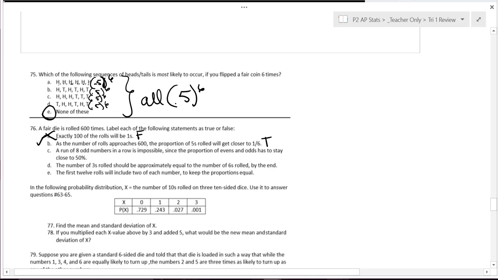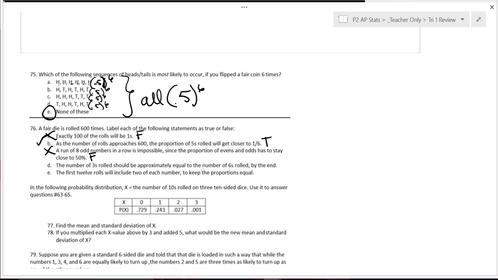This is true. A run of 8 odd numbers in a row is impossible since the proportion of events as odd has to stay close to 50. False. Remember, we're always looking at the law of large numbers, which means that eventually they get close to this predicted value, but we can never say that this is bound to happen.